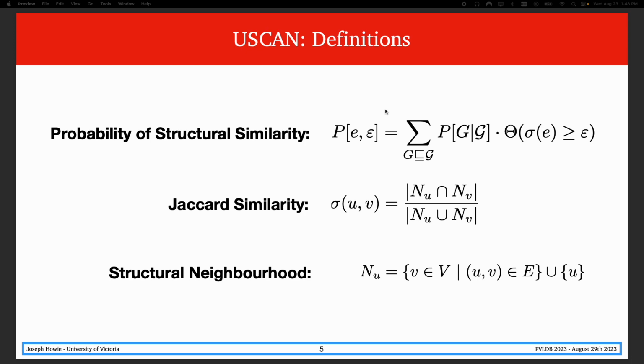So probability of structural similarity, what is it? For every single edge, E, you have this probability, and there's this other parameter epsilon because that is going to be the threshold we set on the Jaccard similarity. So you sum up all the possible worlds where that edge exists and its Jaccard similarity is greater than or equal to epsilon. So this is a naive calculation that would take exponential time, but like I said, the USCAN algorithm comes up with a way to do this in quadratic time, but that's still not going to be fast enough. And just so you're clear on what this notation is, this is the closed neighborhood, or the structural neighborhood as it's called in the paper, which is just the neighbors, including the node itself.